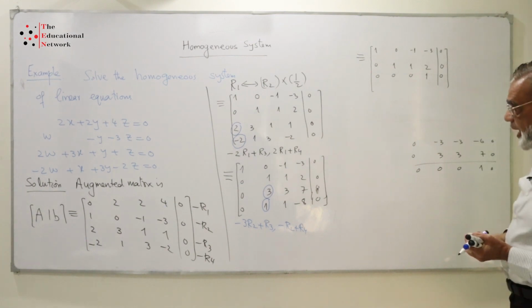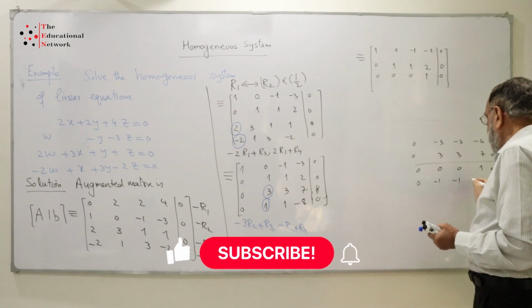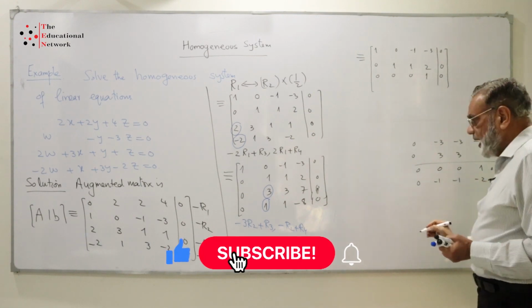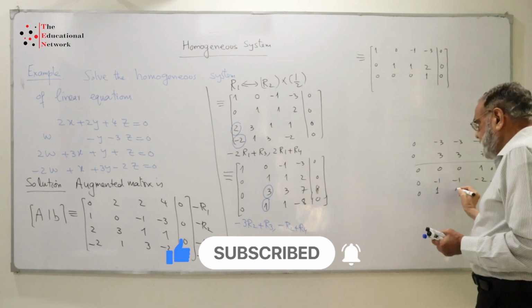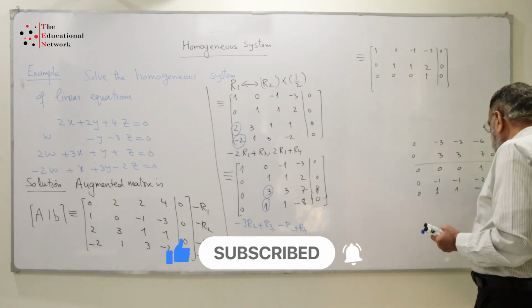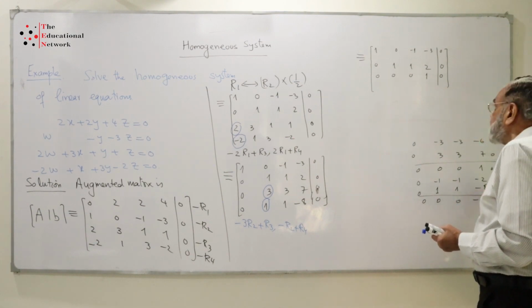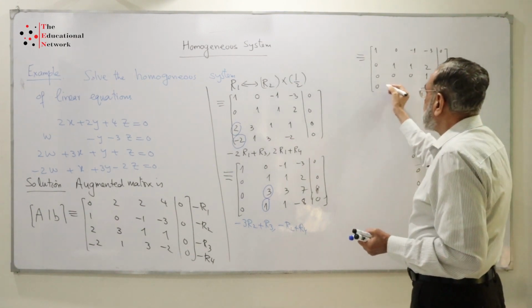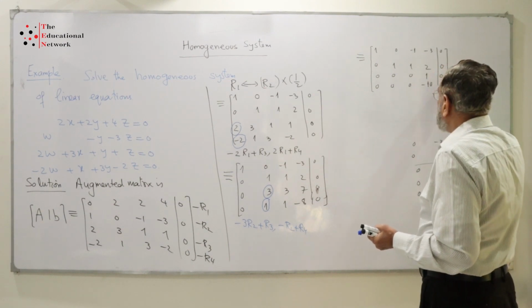So next, I just multiply by minus 1. This gives here 0, minus 1, minus 1, minus 2, and 0. My last row is 0, 1, 1, minus 8, and 0. We add them and get here 0, 0, 0, minus 10, and 0. So I can write this one as 0, 0, 0, minus 10, and 0.